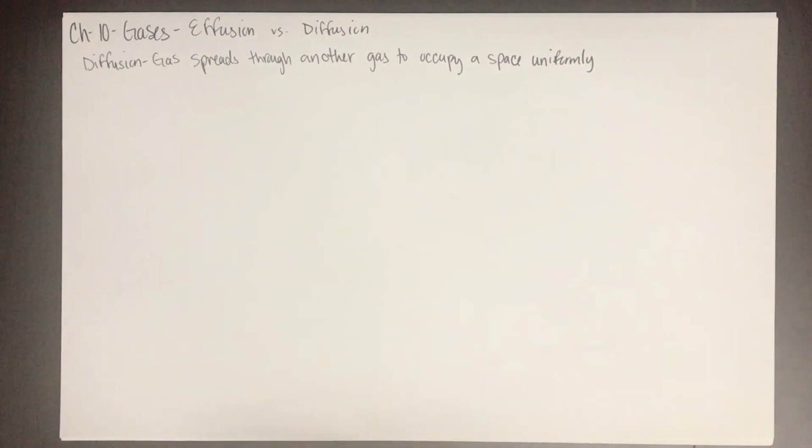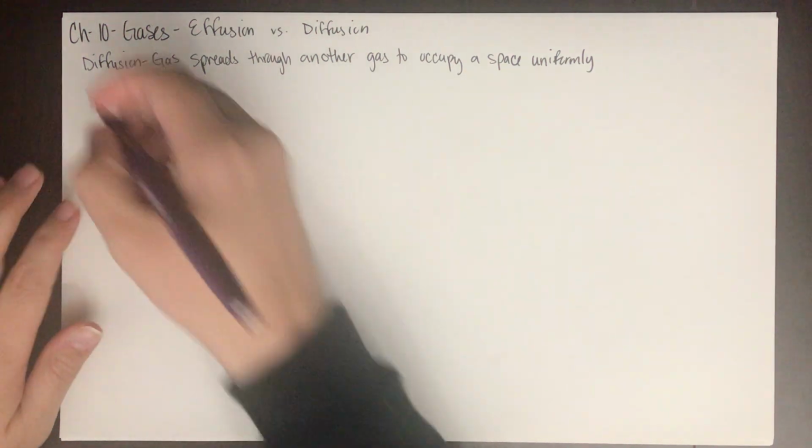Many of you have probably heard of diffusers that are putting gas into the air, and those gas molecules that are being diffused are evenly spreading out until they uniformly occupy the space, whatever room you have that diffuser in. So there are no calculations for us to do with diffusion. There are some calculations that we can do when we're talking about effusion.